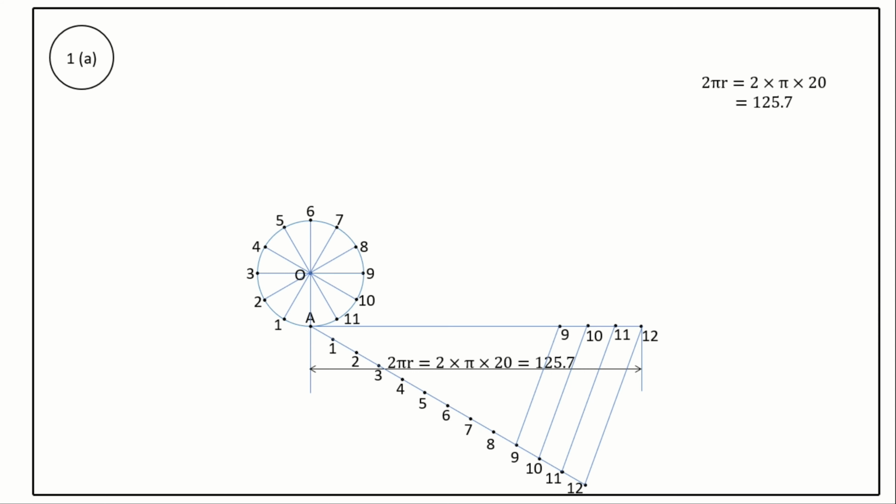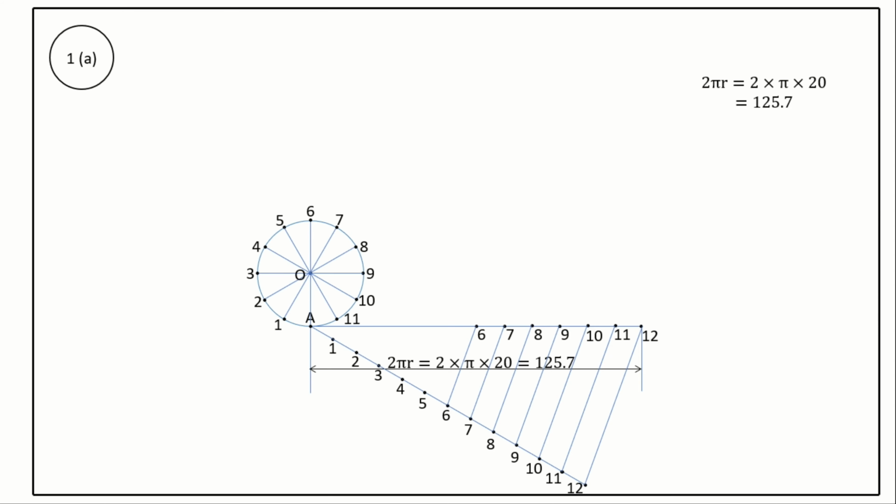Again, from 8, draw parallel lines. This line cuts the horizontal line at point 8. Again, from point 7, draw the parallel line. This line cuts the horizontal line at point 7. Again, from point 6, draw parallel line. This line cuts the horizontal line at point 6.